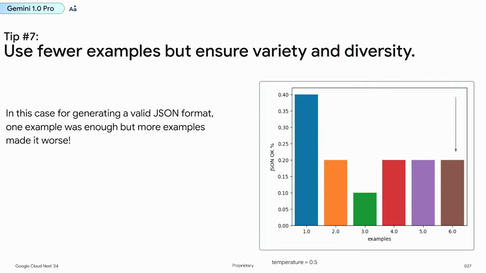Now, because we are talking about few-shot examples, the question is how many examples are really good enough? What we have found over multiple use cases is that using fewer examples with enough variety and diversity actually works better. So quality wins over quantity. Our recommendation is to start with at least 2 or 3 examples and then max it out at 5. Interestingly, for this customer use case, which involved generating a valid JSON response, 1 example was actually enough to generate a good JSON response. As we added more examples, the quality of the JSON response was actually getting lower.